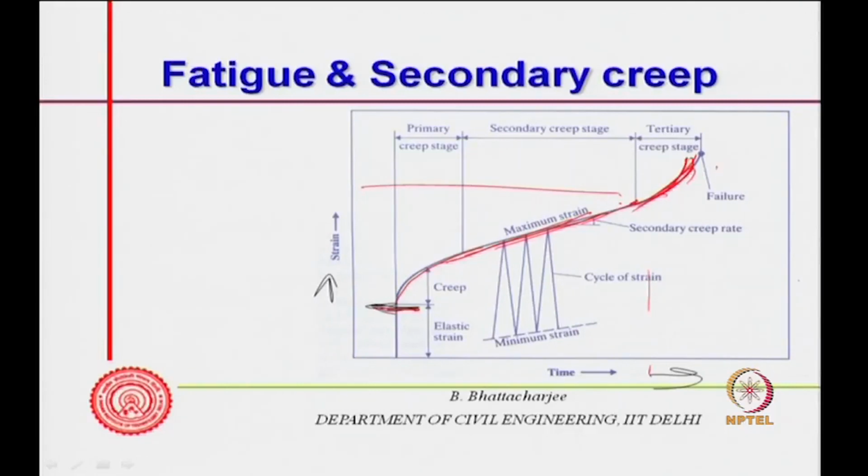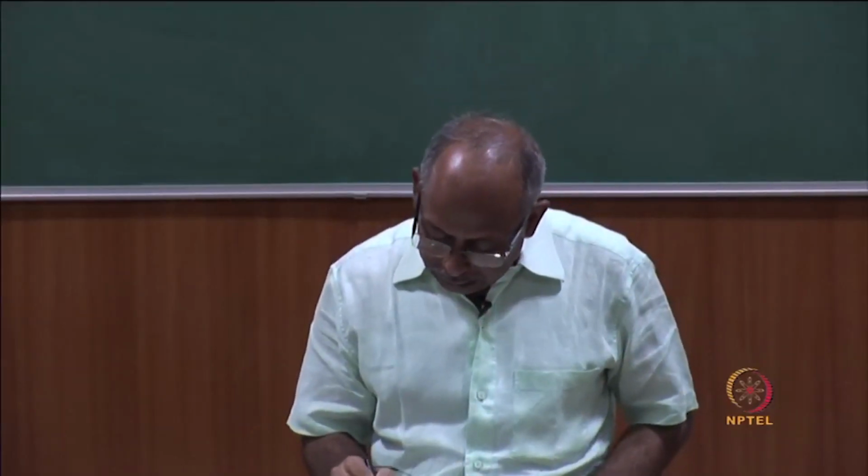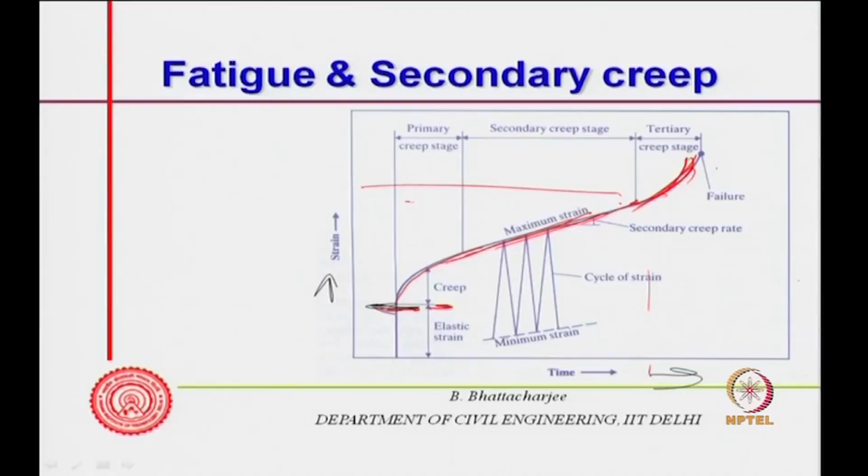So, failure can occur due to creep at higher level of load. Now, this is called elastic strain, this is called primary creep. Up to this, before the linear range starts, this is called secondary creep, and tertiary creep again increases non-linearly, and the failure occurs. So, tertiary creep stage, secondary creep stage and primary creep stage, right.